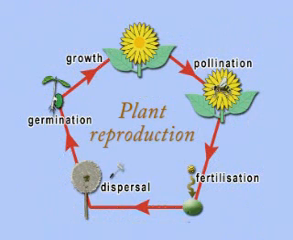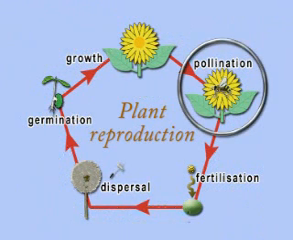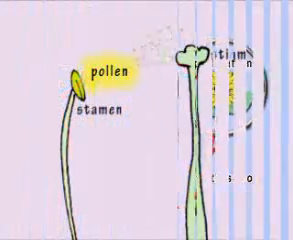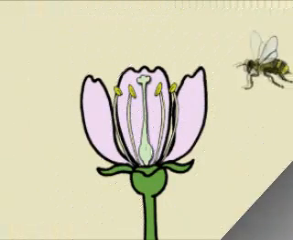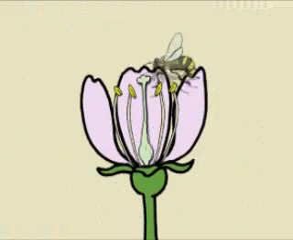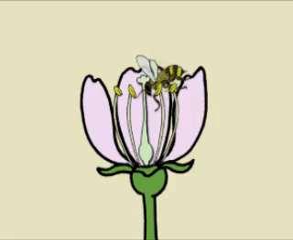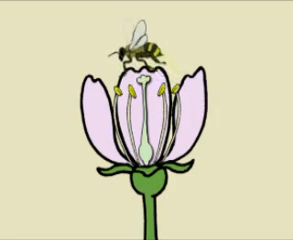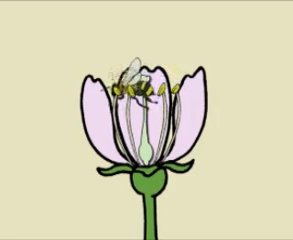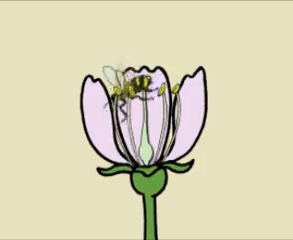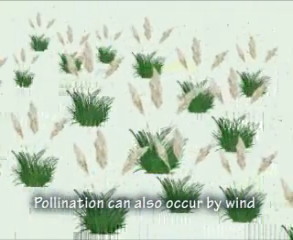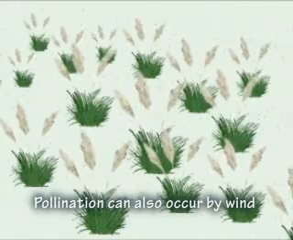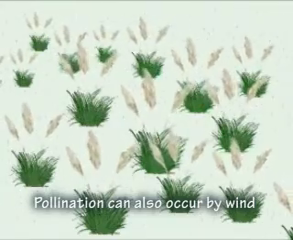Some plants use insects to help with pollination. This is the way in which pollen gets transferred from the stamen to the stigma. The colour and smell of flowers attract insects, which come to gather sugary nectar from the flowers. While they are doing this, they get covered in pollen and transfer it to the stigma. Wind is another way in which pollen gets from the stamen to the stigma.